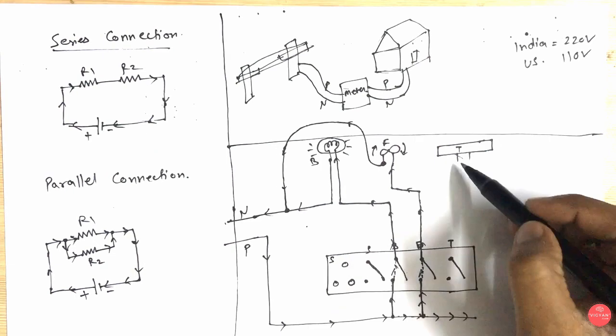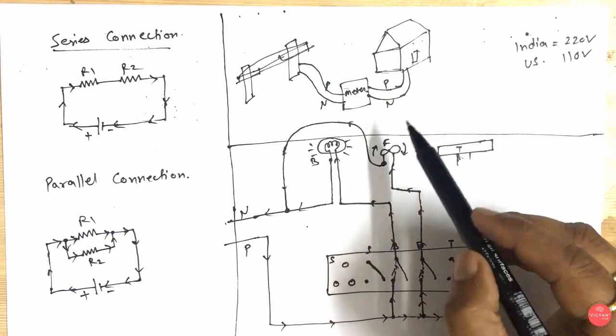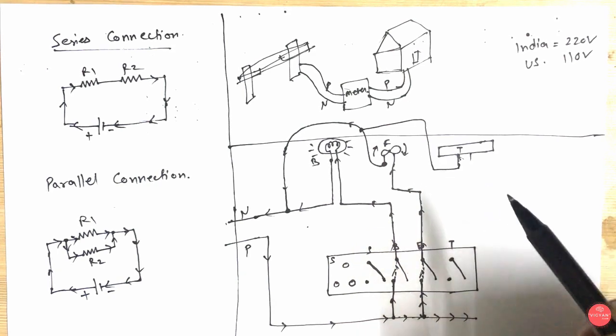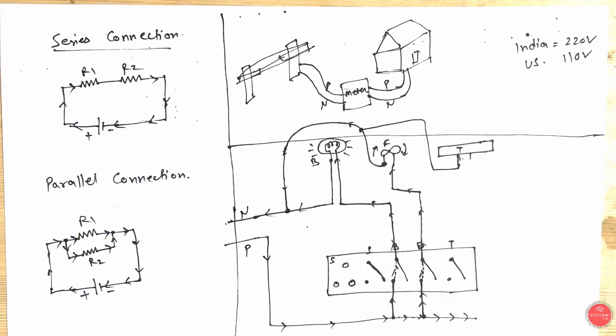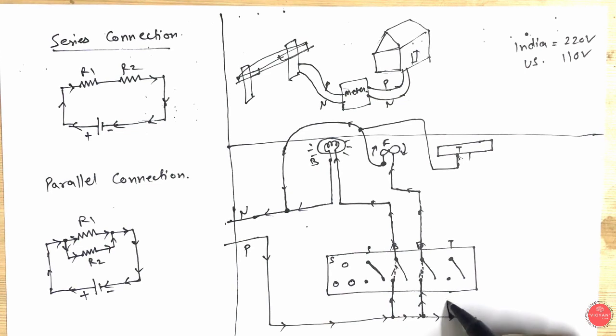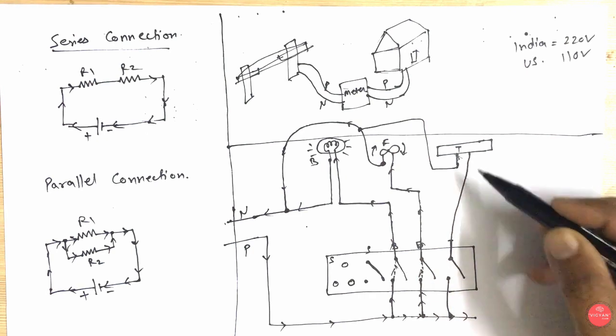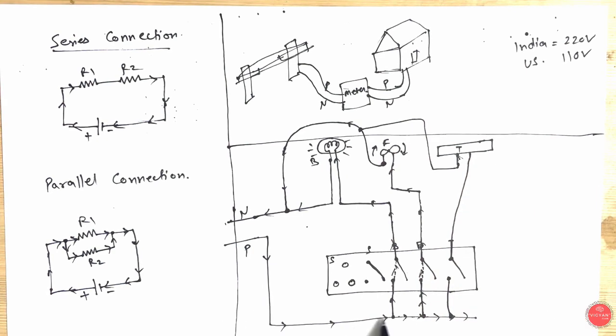For the tube light, same thing. From one terminal, I need to provide the neutral. I will take the neutral from here. Now I will cut the phase wire, the live wire, from here, and put it to the key, and the other end of the key will go inside the tube light. Again, the current flows like this.